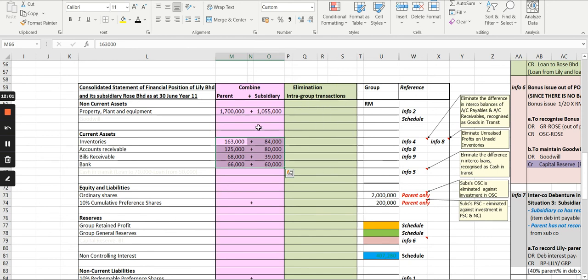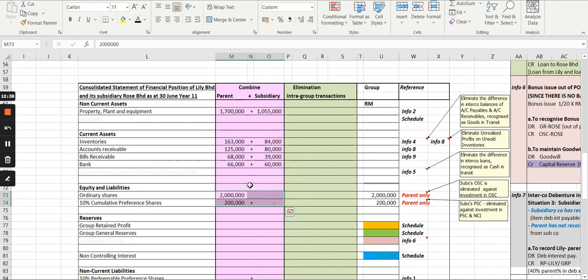You can see that I've already divided this into a few columns. This first part is for the combine or the combination of parent and subsidiary. The second part is for the elimination of the intra-group transaction, as well as elimination if it is necessary for other items. And the third part is the group result, which will represent the consolidated statement of financial position, with some reference here that I would like to have to explain things to you.